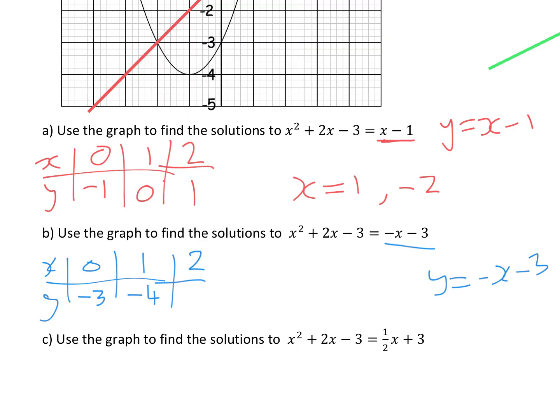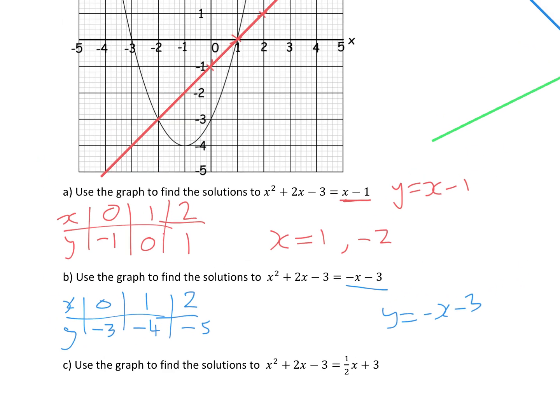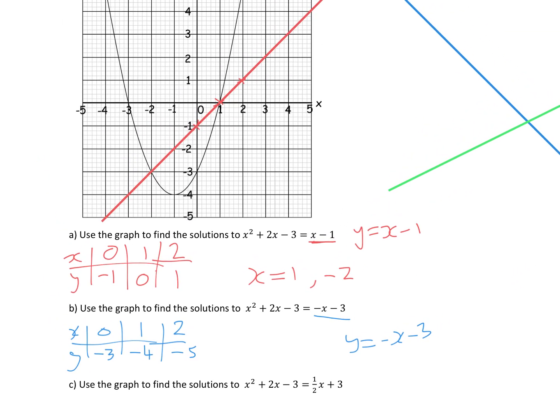And then I choose x to be 2. y would be minus 2, minus another 3, which is minus 5. And we need to plot those points. So (0, minus 3), (1, minus 4), and (2, minus 5). And you get a nice straight line through those points.